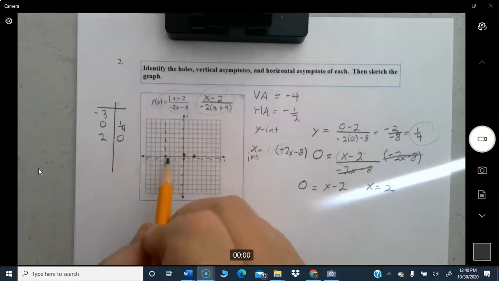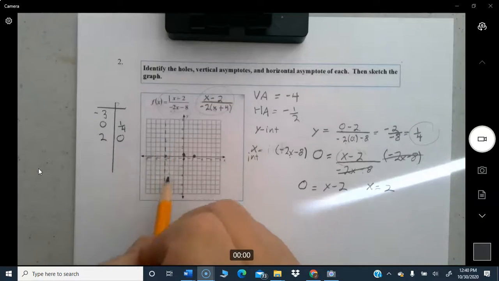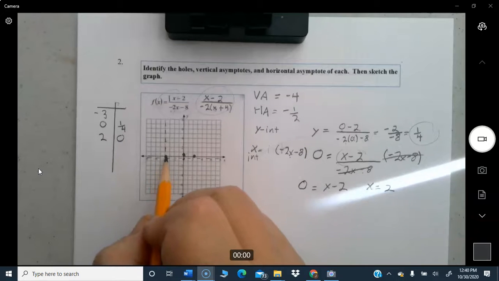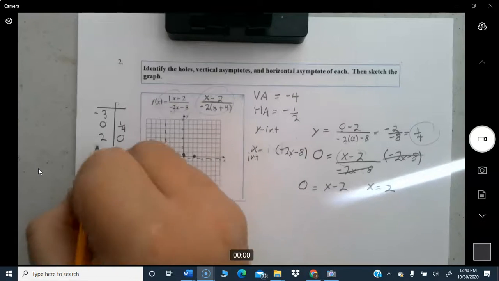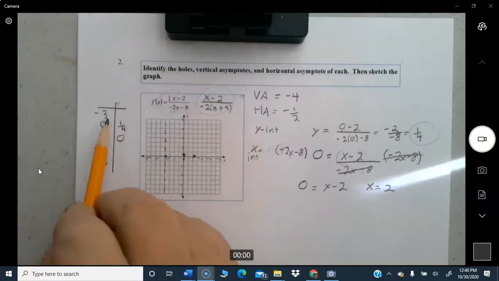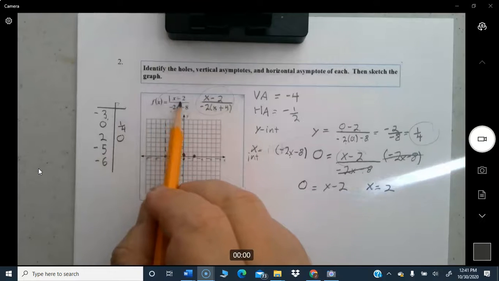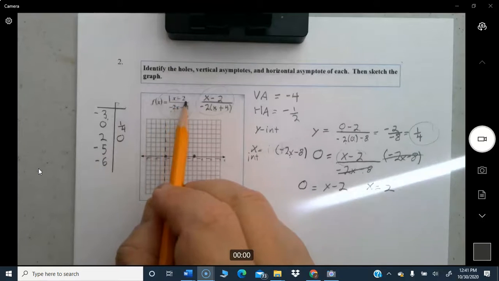So I'm going to do negative 3 here, and then I need 2 points on the left side. I don't have any points on the left side of this line. It's at negative 4, so I'm going to pick negative 5 and negative 6. That sounds logical. So let's do negative 3, and I'm just going to do this in my head. Negative 3 minus 2 is negative 5.